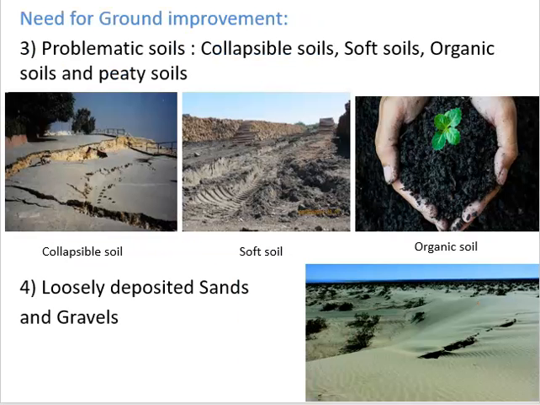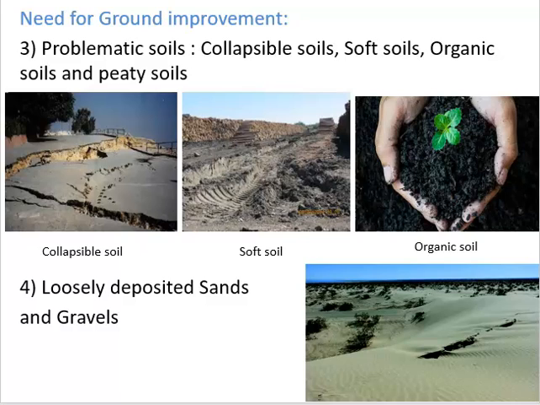Next point is problematic soils like collapsible soils, soft soils, organic soils and peaty soils. So these collapsible soils are unsaturated, loosely deposited soils with high void ratio. If they are subjected to saturation, they undergo a large volume change which causes excessive settlement and failure of substructures. Example is wind deposited soils. Then soft soils, they are having a large fraction of fines with high moisture content.